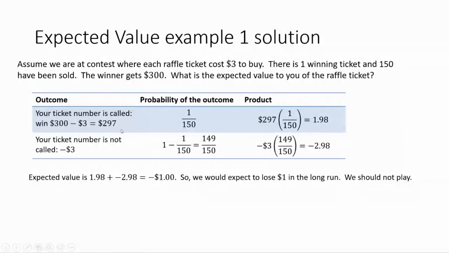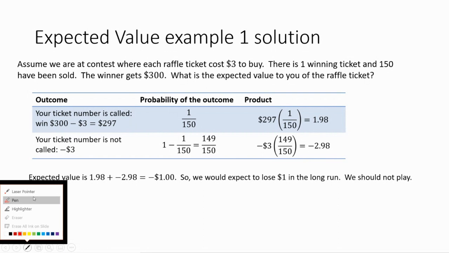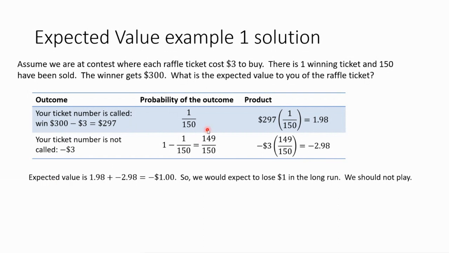However, you paid $3 for the ticket, right? So because of that, you're only really going to win $297. Okay? Again, this is the expected value to you. We're looking at this from your point of view. So you would win $297 in that case.